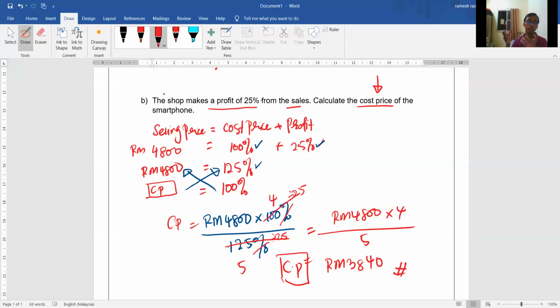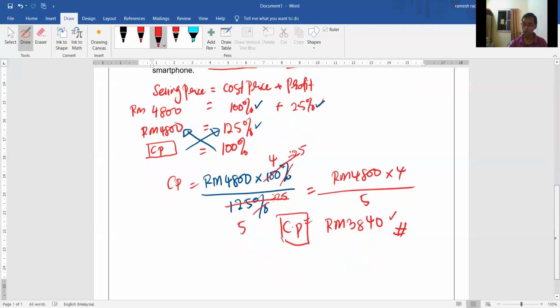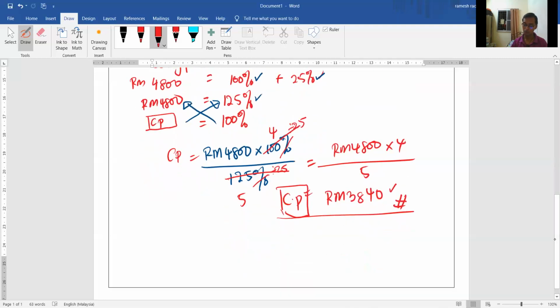Let's say the phone is 3,000 ringgit. You bring it to your shop, but you're not going to sell it for 3,000 ringgit. So you must make up the price. When you make up the price, we call it profit. When you add the profit to the cost price and sell, we call this the selling price. So this is the good that I got from the factory, and normally we call it cost price.